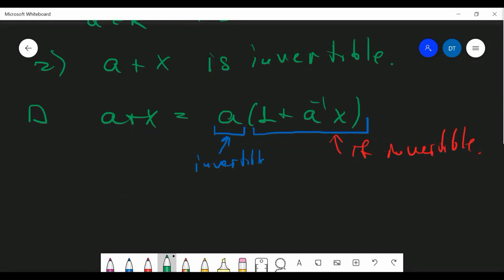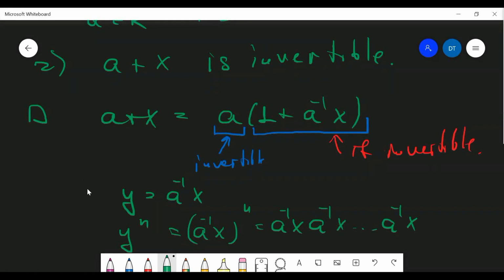But how do you do this? In this case, you may consider the element a inverse x. If you can show that this is nilpotent, then we can apply the previous argument. So we need to check that this one is nilpotent. So let's try y to the n. This is exactly the same as this one, so this is this product.